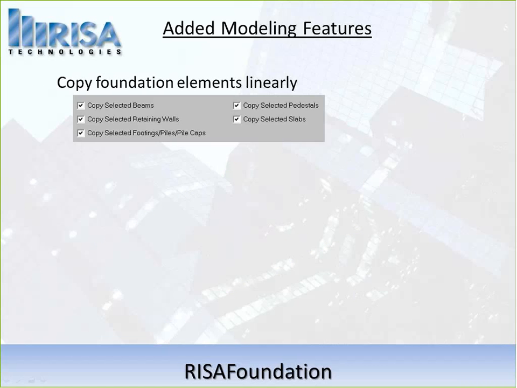The other feature we've added here is copy. Copy has been around for a long time in RISA 3D and it's been in RISAFloor. Now it's in RISAFoundation. This is really helpful if you have different items selected that you need to copy from one side of your structure over to another. Beams, retaining walls, footings, pedestal slabs, all of that can just be copied over. You can copy elements linearly, point to point, or by an angle. So there's a lot of different options for copy.